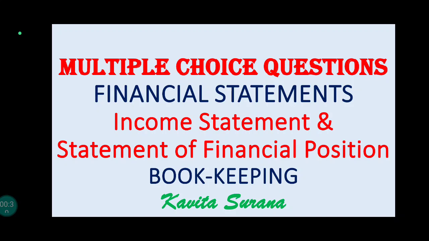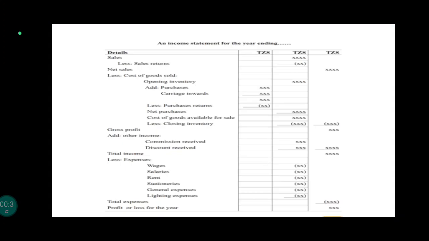Before turning to multiple choice questions, let's study the format for both. Here you can see on the screen the income statement. You all know one of the reasons why bookkeeping records may be kept: to calculate the profit earned by the business or the losses incurred by it. An income statement is prepared at the end of the trading period to determine the profit or loss made by the business. Here you can see the format for the income statement.